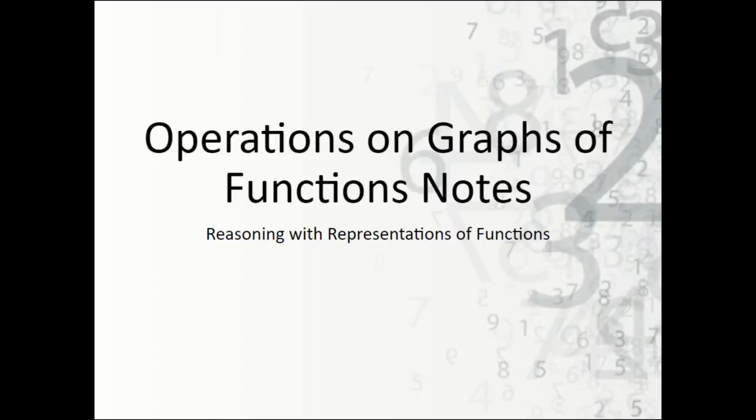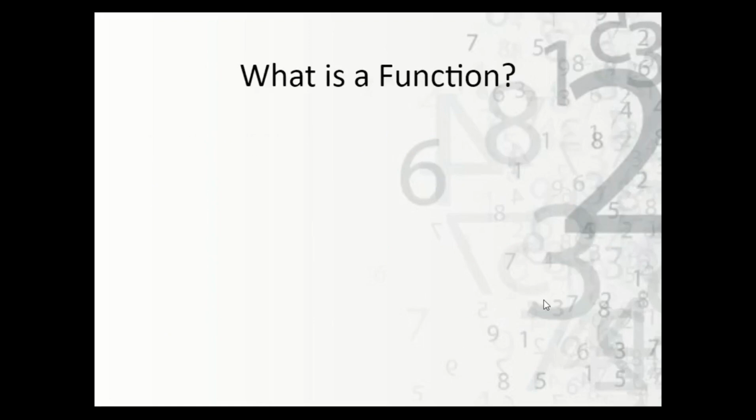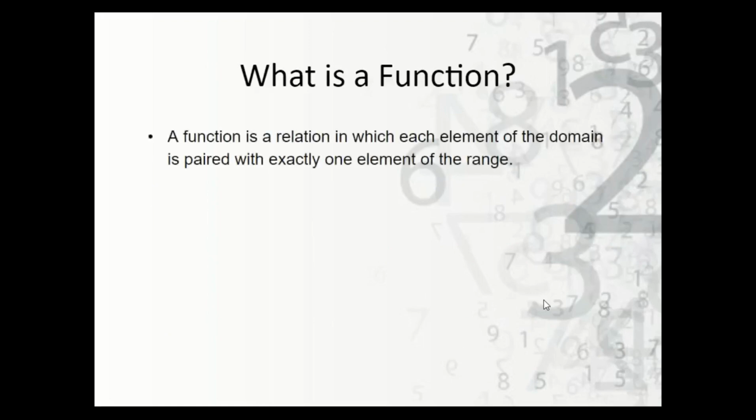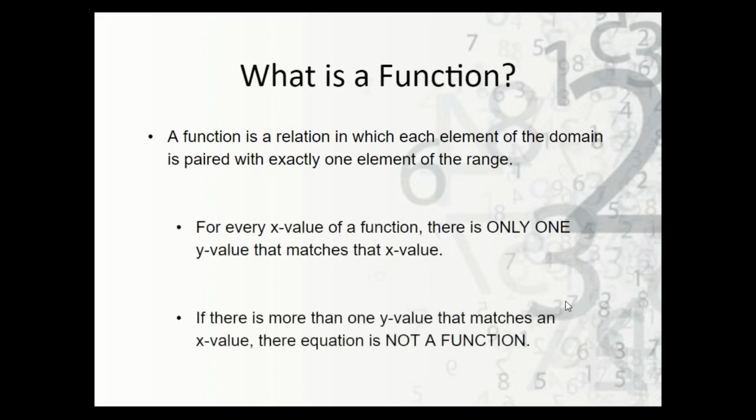Let's take a look now at the operations on graphs of functions notes. The notes begin with the learning goals and success criteria. Now, what is a function? A function is a relation in which each element of the domain is paired with exactly one element of the range. So that means that for every x, there's exactly one y that matches with that x value. If there is more than one y to match up with an x, then it is not a function.